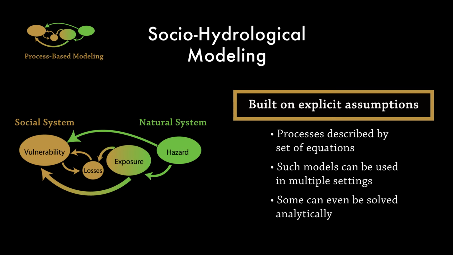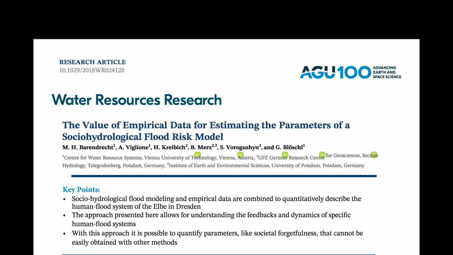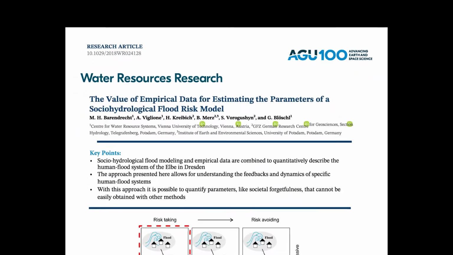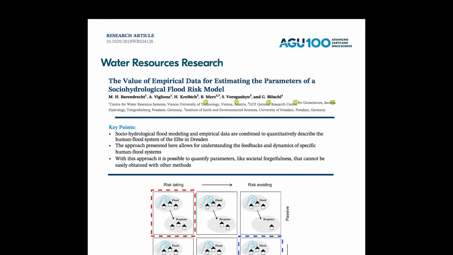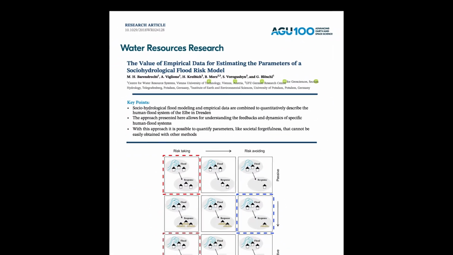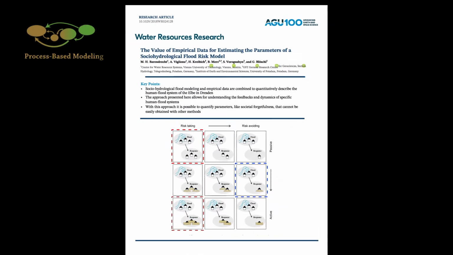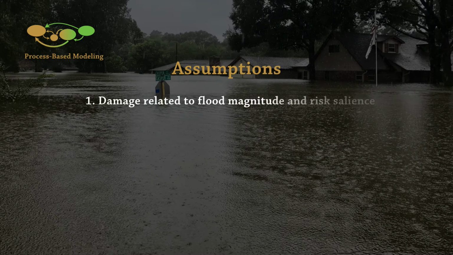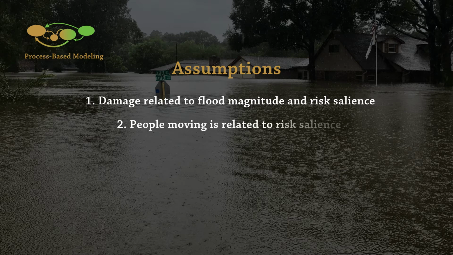The model we'll discuss was initially proposed by Barendrecht et al. 2019, which is a simplification of several previously published models. This model suggests communities can be modeled with several simplistic relationships. First, the economic damage of a flood is related to both the magnitude of the flood and the salience, or relevance of flooding risk within a community. Second, community migration or emigration rates are in some way related to risk salience.